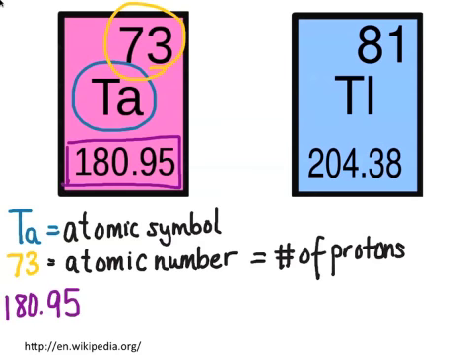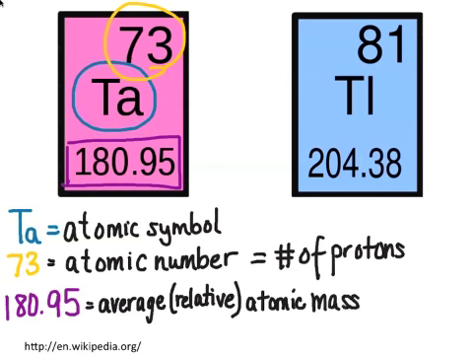So the last number that you see here in the box for tantalum is 180.95. That number is the average or relative atomic mass. That number represents a weighted average of all the different forms of that element. Now, I said that the atomic number gave the number of protons in the nucleus, and there are also neutrons in the nucleus of an element. The number of protons for an element always stays the same. The number of neutrons can vary.